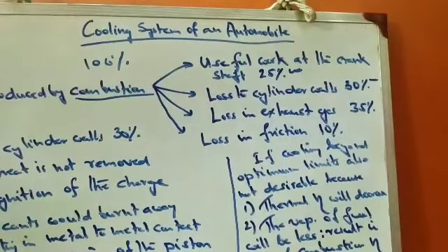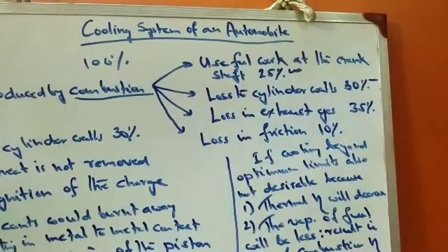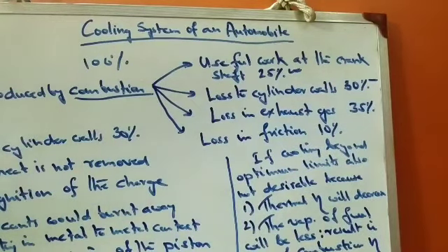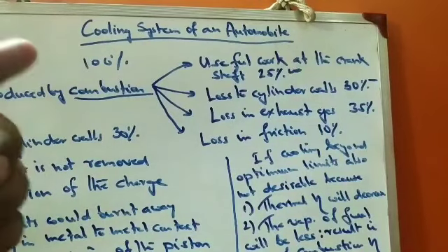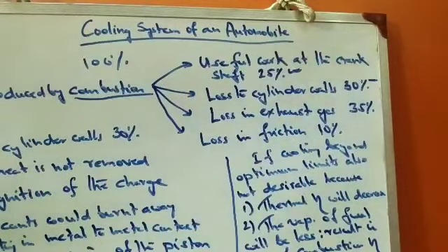The loss of heat to the cylinder walls is 30%. The cylinder is the main powerhouse, because among the four strokes, suction, compression, power and exhaust, all take place in the cylinder, and mainly the combustion, the power stroke, occurs there. So the main loss of heat to the cylinder walls is 30%. It's not a matter of joke, it's more than the useful work.